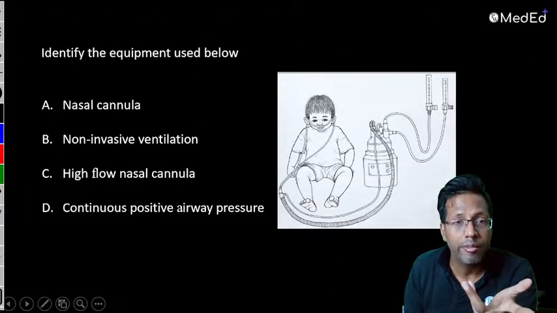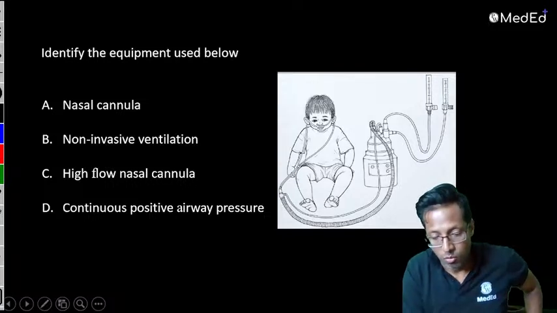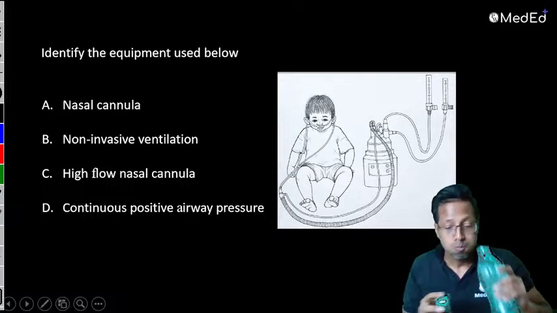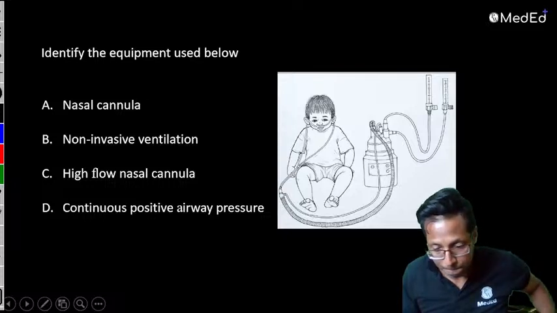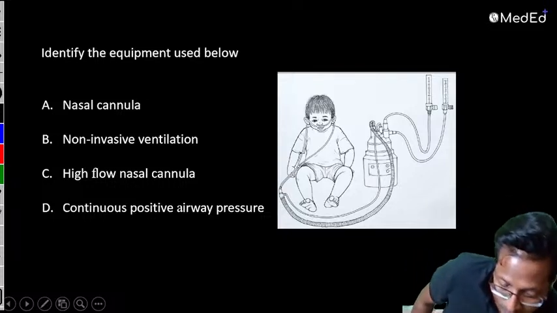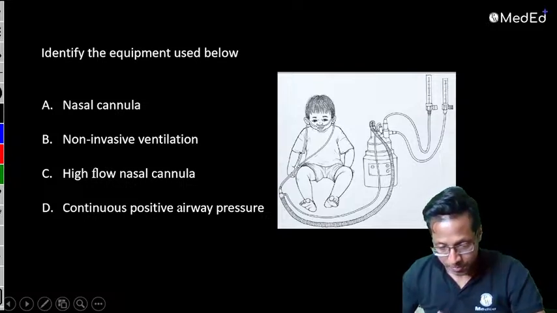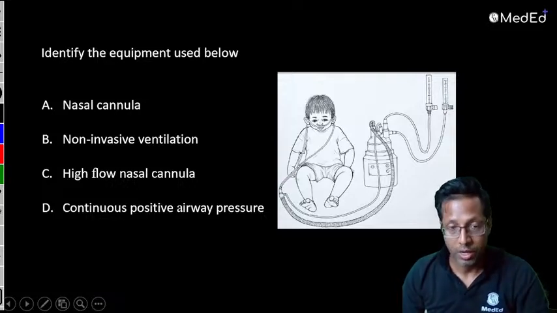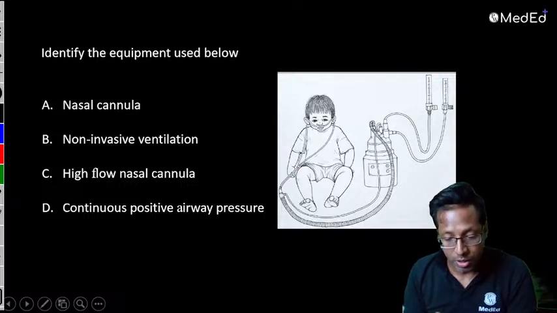Next question, identify the equipment used below. What is the equipment? Fast, I wanted this answer. Anyone? Is it a nasal cannula? Is it a non-invasive ventilation? Is it a high flow?